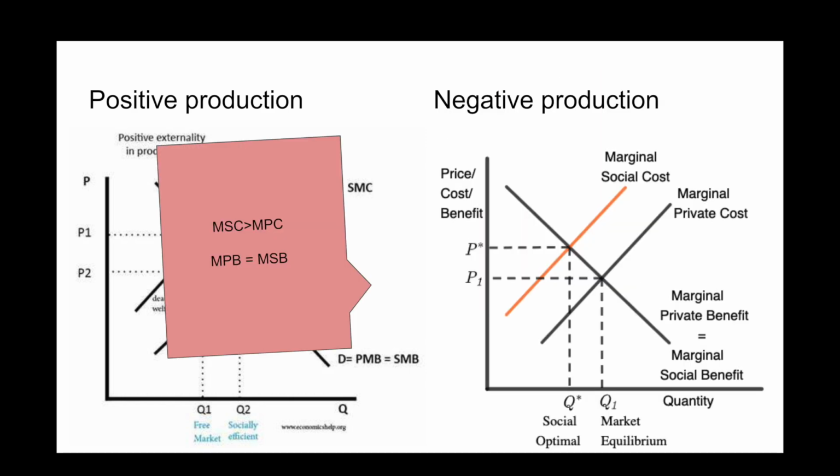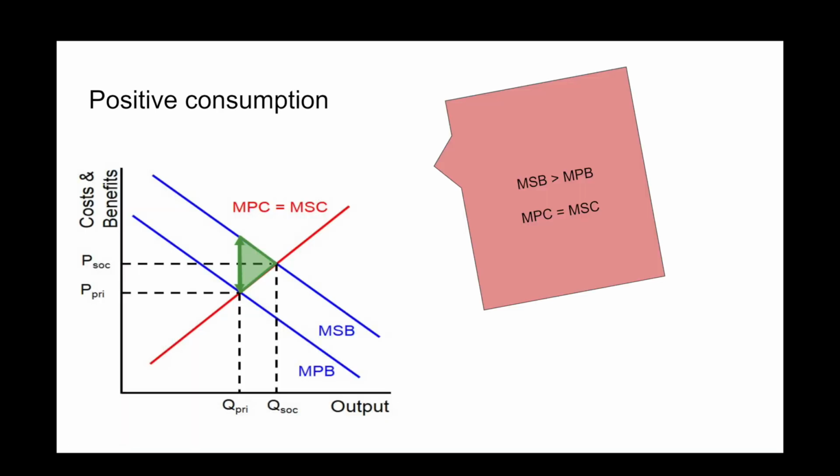A negative externality in production is similar to the positive, where marginal private benefit is the same as marginal social benefit. However, marginal social cost is greater than the marginal private cost. A positive externality in consumption is where marginal private cost is the same as marginal social cost, which is the supply curve. However, private benefits are less than society's benefit.